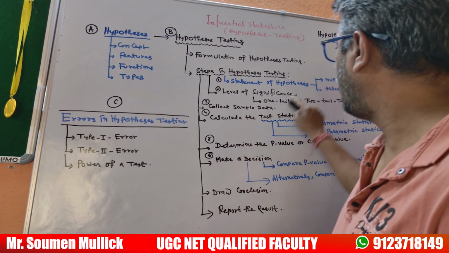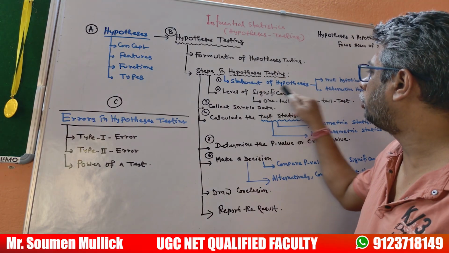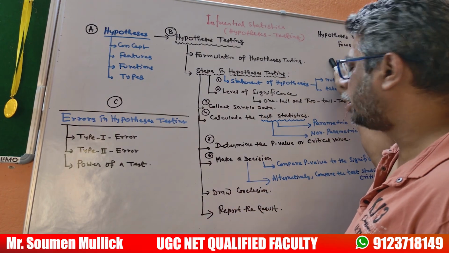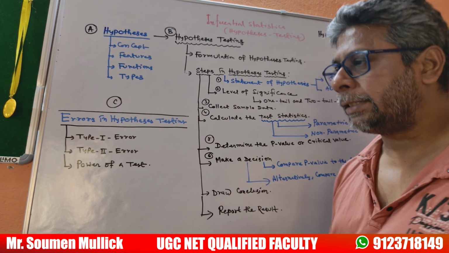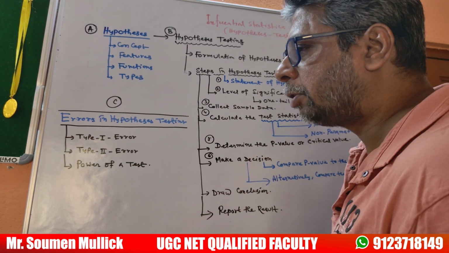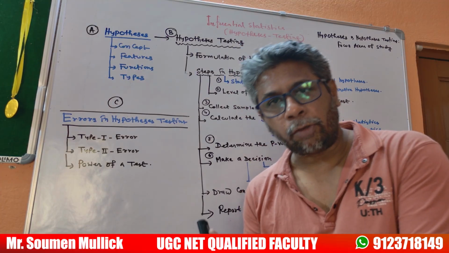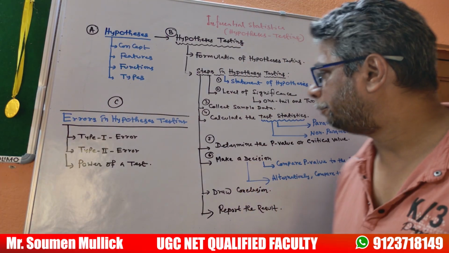Step 1. First of all, we have to draw the statement of hypothesis. And under this section, we have to divide the statement based on the null hypothesis and alternative hypothesis. Null hypothesis is considered H0, alternative hypothesis HA.